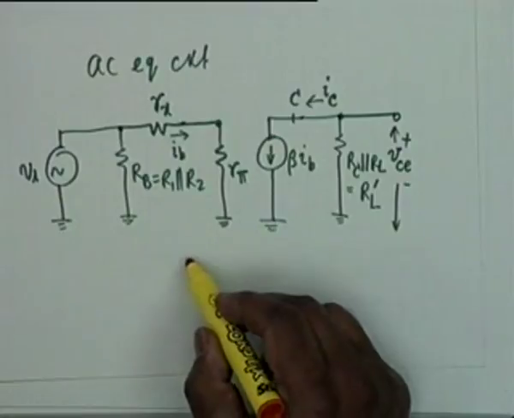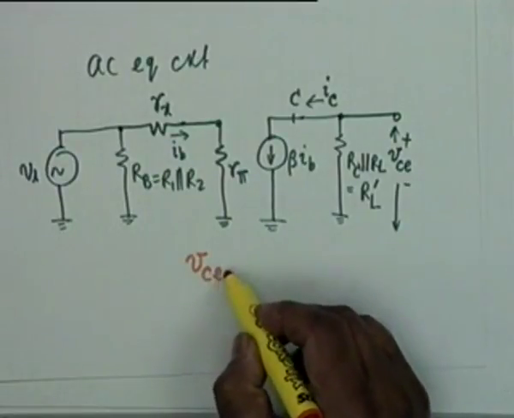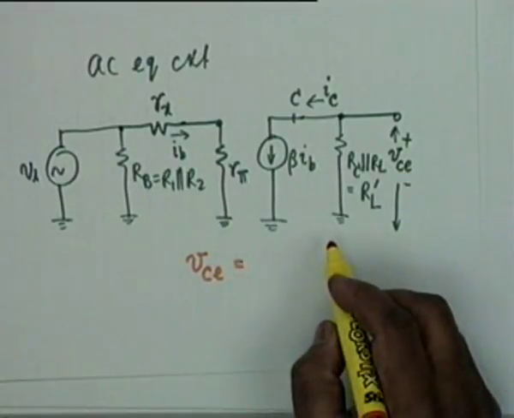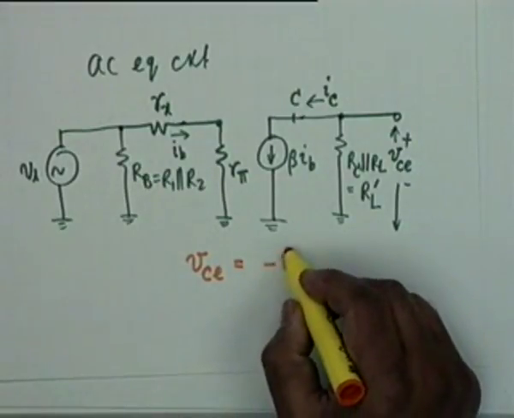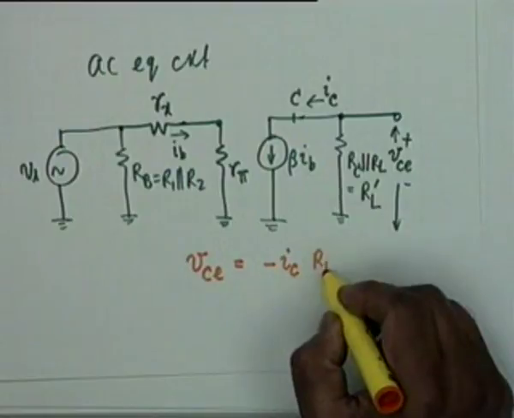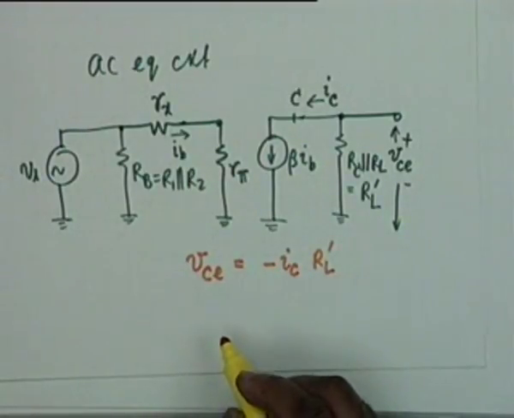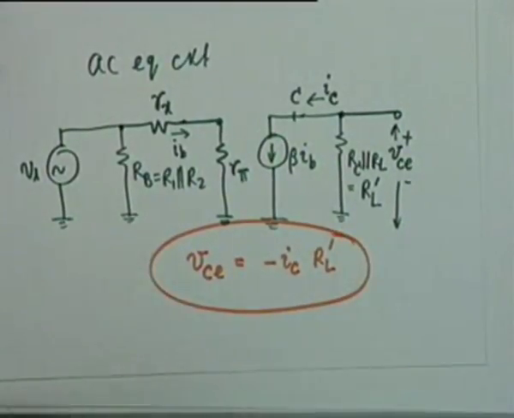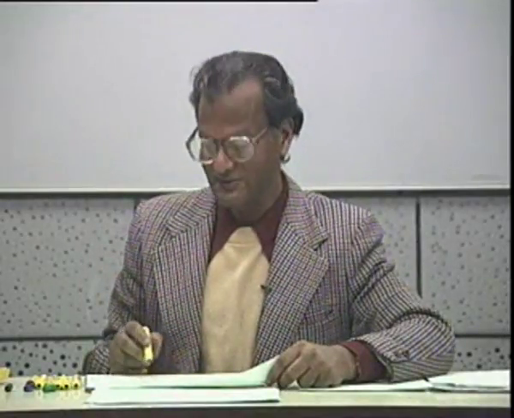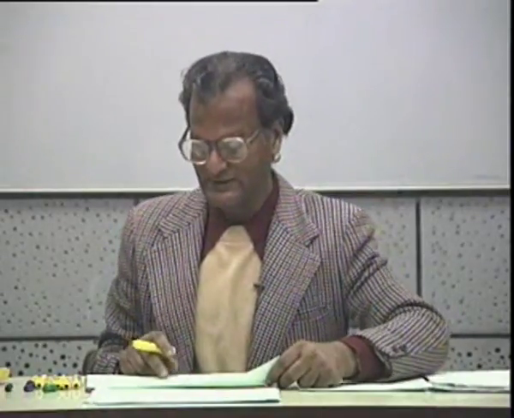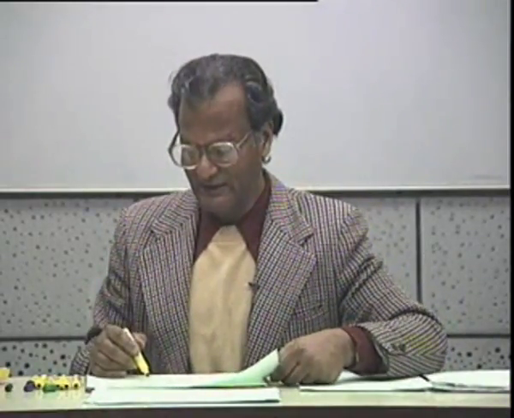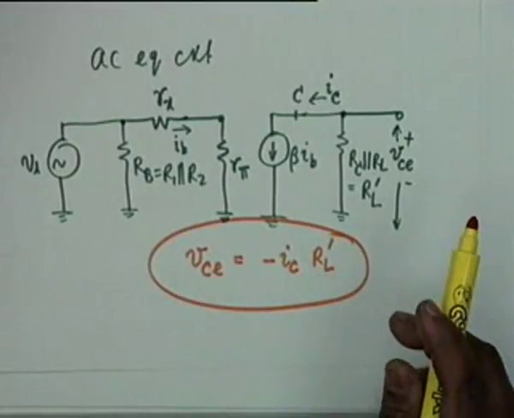Isn't this simply VCE equal to minus IC times RL prime? Agreed? We will require this relationship a little later. There is a negative sign because there is a phase change. Alright? There is a negative sign, minus IC. RL prime is the parallel combination of RC and RL.